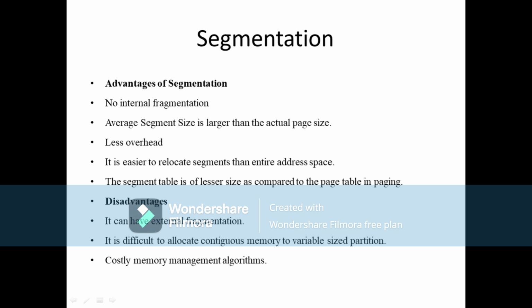What are the different advantages of segmentation? There is no internal fragmentation and the average segment size is larger than the actual page size. Less overhead. It is easier to relocate a segment than the entire address space. The segment table is of lesser size compared to the page table in paging. What are some disadvantages of segmentation? It can have external fragmentation. It is difficult to allocate contiguous memory to variable sized partitions, and it needs costly memory management algorithms.